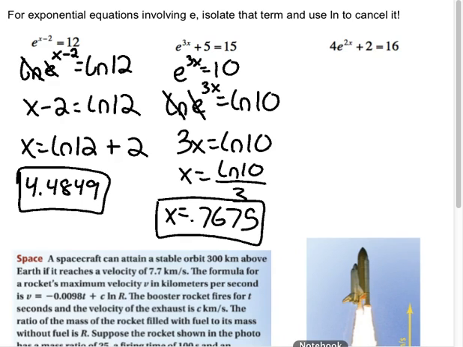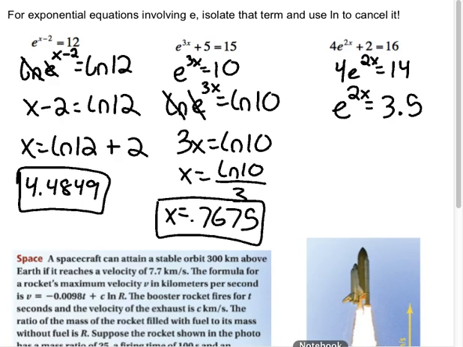Right, or let's look at this one. I'm going to subtract the 2 first. Oops, I'm sorry, that should be 14. Subtract 2, divide by 4. So 14 divided by 4 is going to give me 3.5.